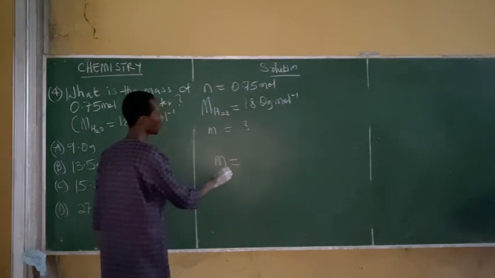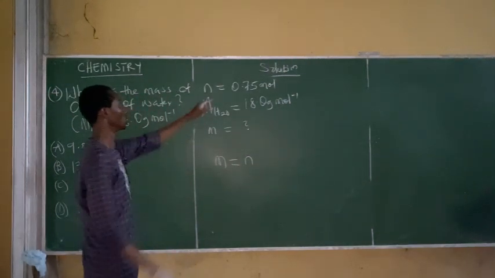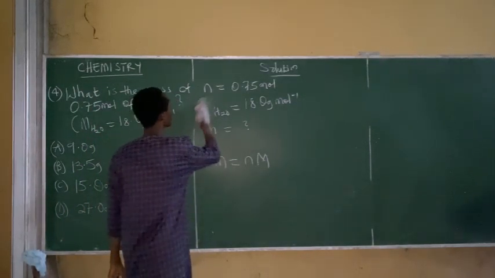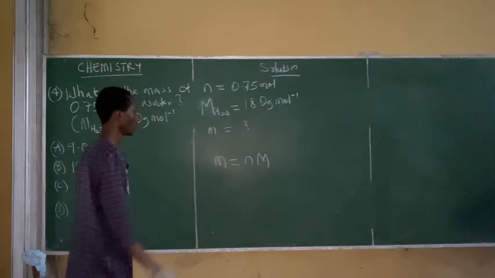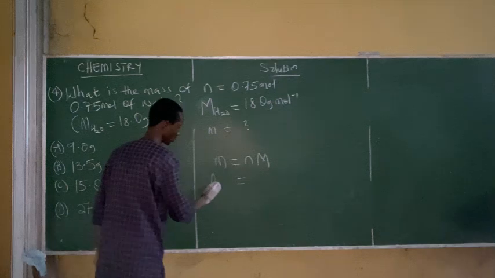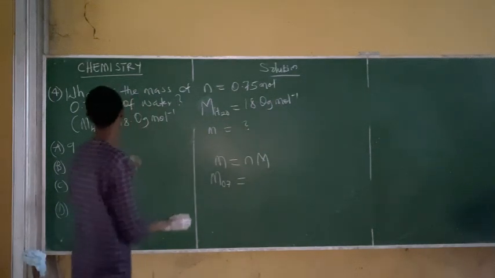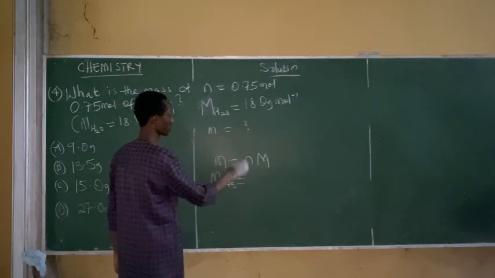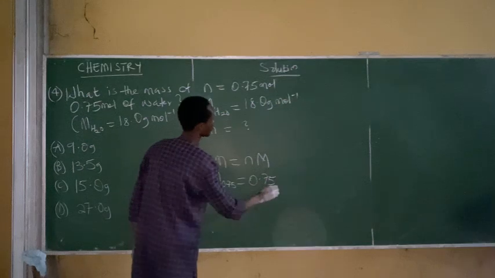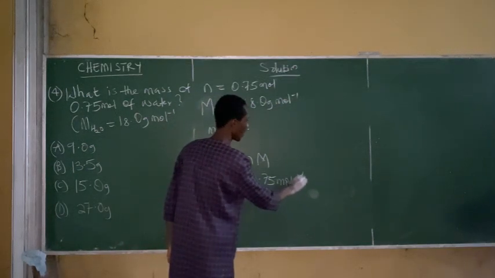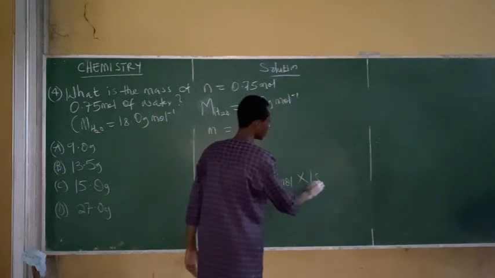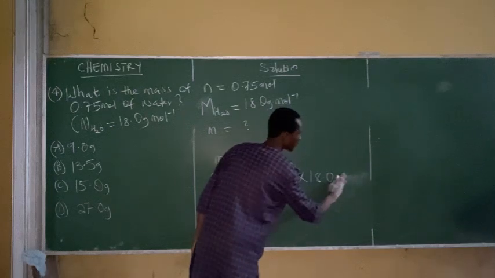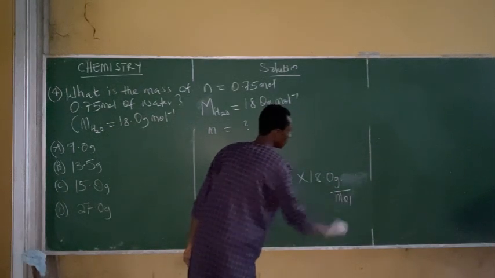Now recall that the key point here is for you to know that mass of a substance is equal to the number of mole times the mass of the compound. Let's change this to capital M. If we substitute the values here, we have the mass of 0.75 moles of water is equal to the number of moles, 0.75 mole, times the mass of water, which is 18.0 gram per mole.